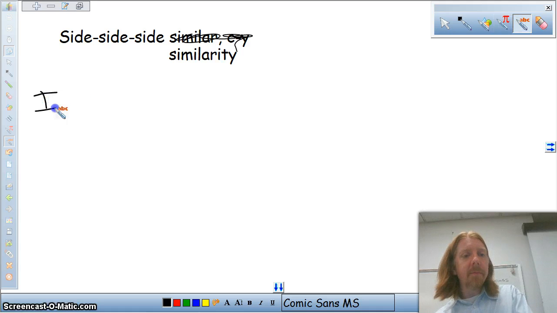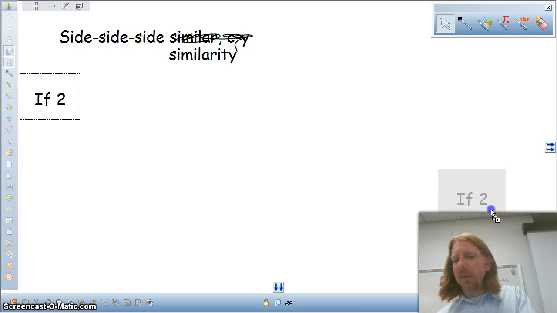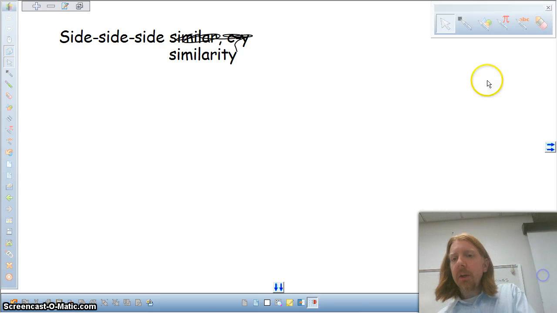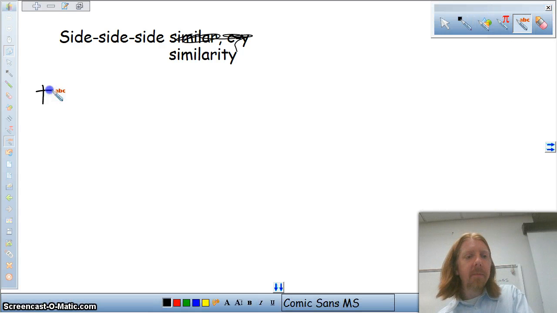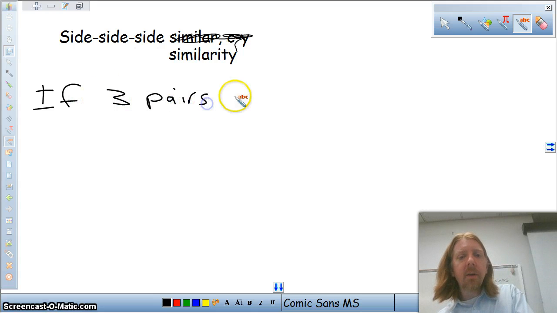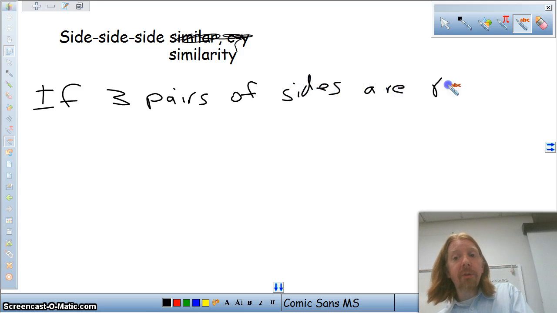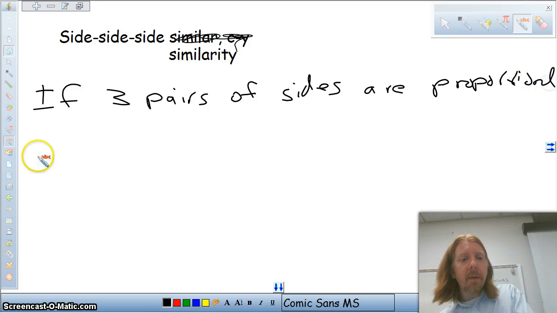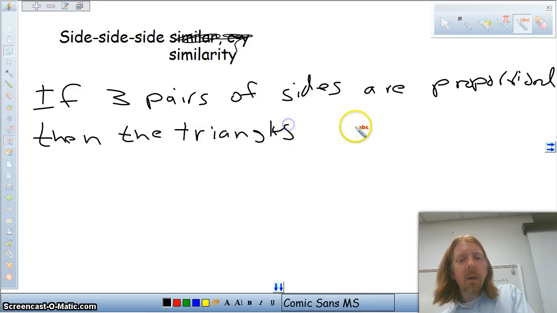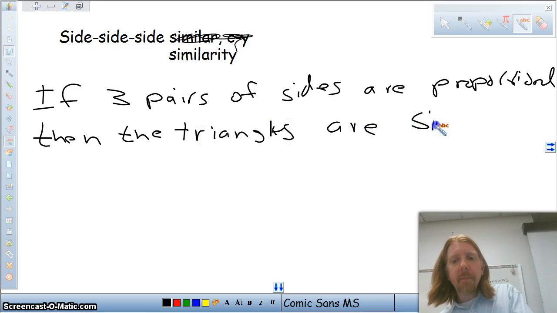So if two, no, I keep saying two because I'm thinking about angle-angle. So if three pairs of sides are proportional, then the triangles are similar.